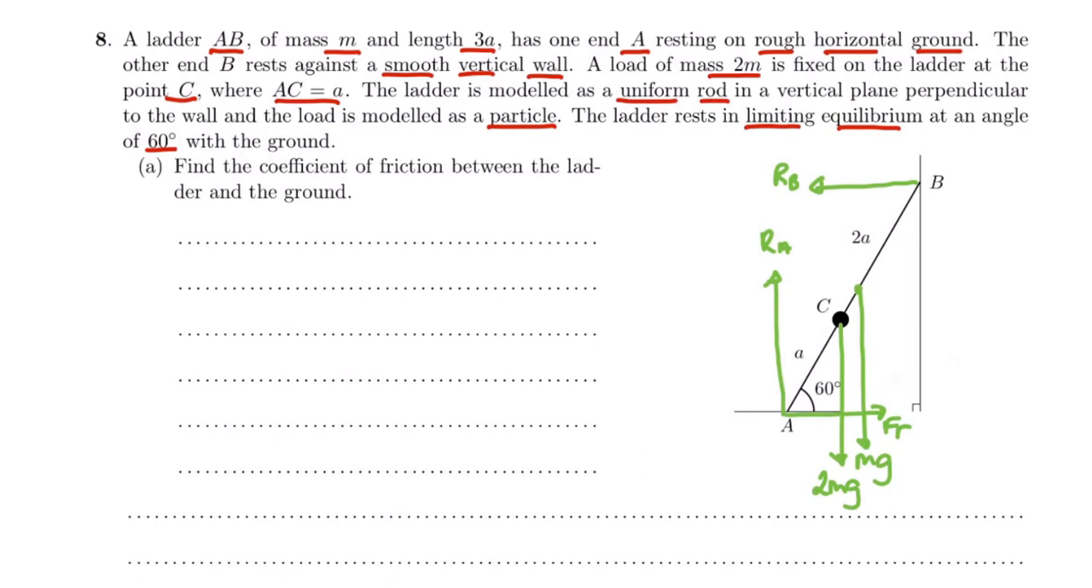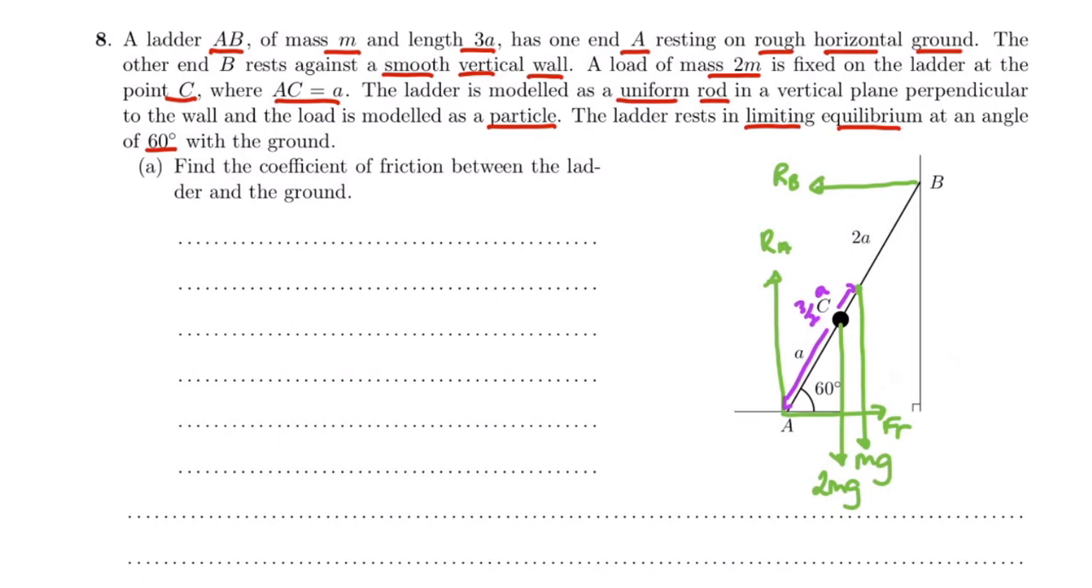Okay, so I've now got all my forces on. I'm just going to write a few little measurements. You can see from A to the middle of the ladder, that is 3/2 A. A to C is A, and of course the whole ladder is 3A.